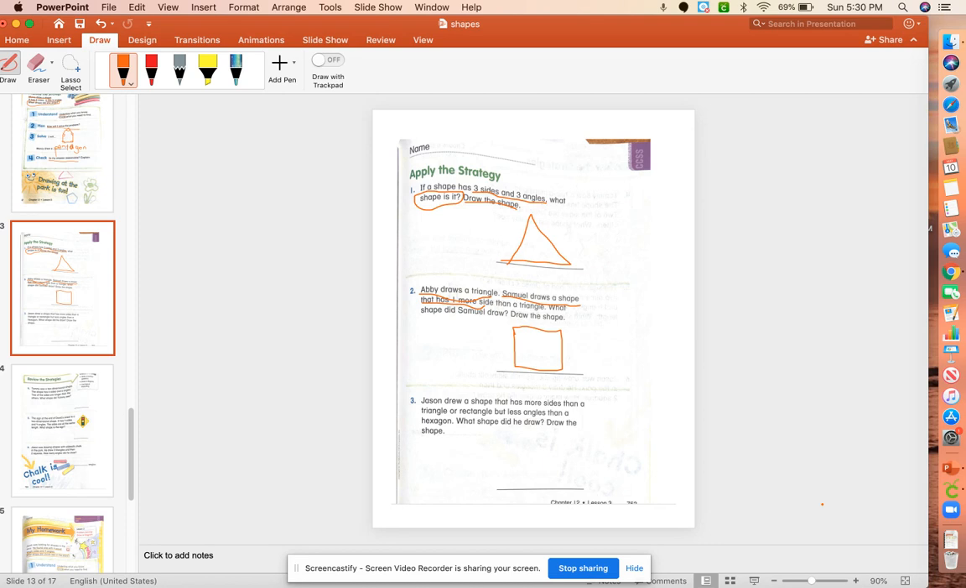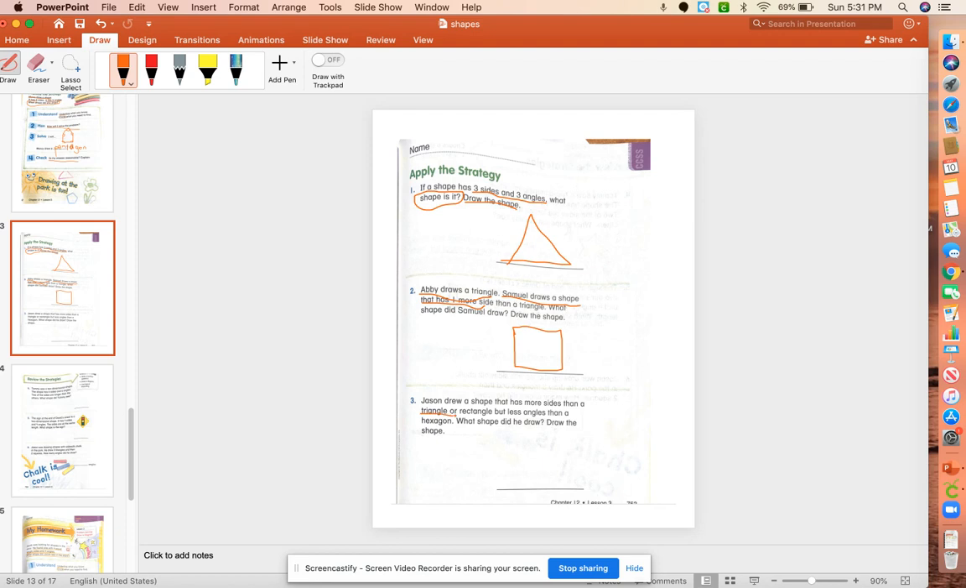It could be a trapezoid. It could be a rectangle. Whatever you're interested in drawing, you may draw. Number 3, Jason drew a shape that has more sides than a triangle or rectangle, but less sides than a hexagon. What shape did he draw?